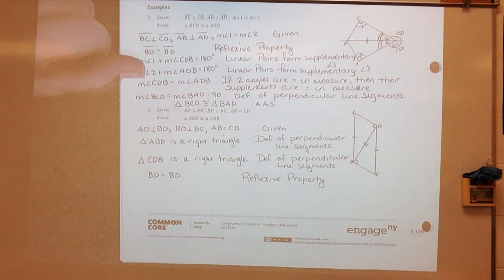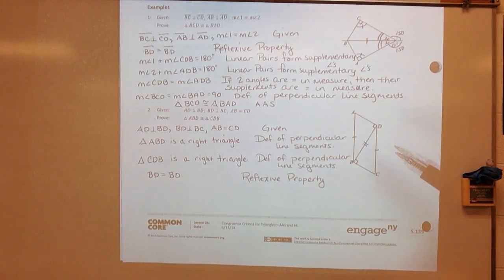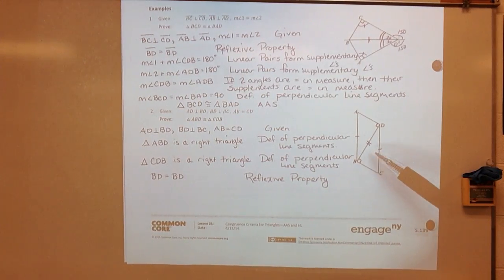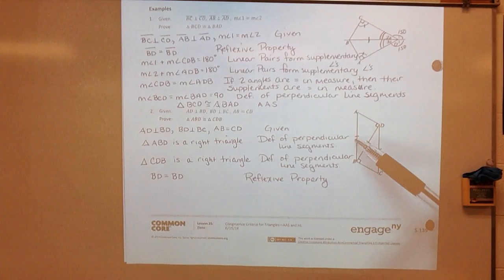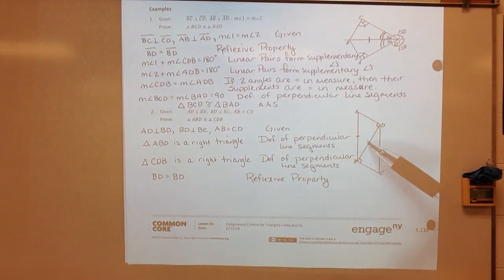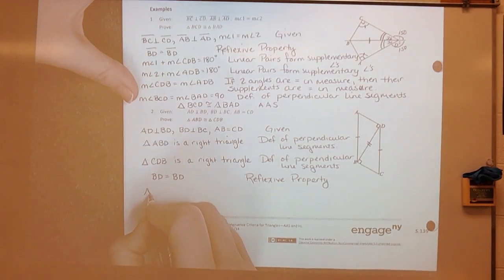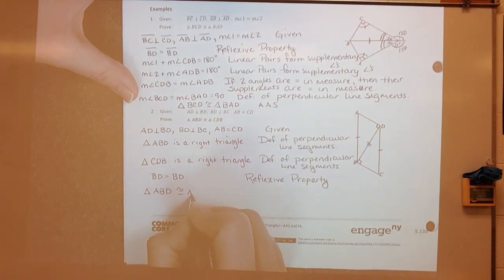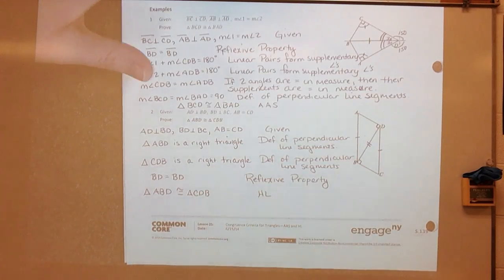Alright. Now, let's look at this. I have proven the hypotenuse of both triangles congruent. I have proven a leg of both triangles congruent, so therefore I can prove that triangle ABD is congruent to triangle CDB by HL, the hypotenuse leg.